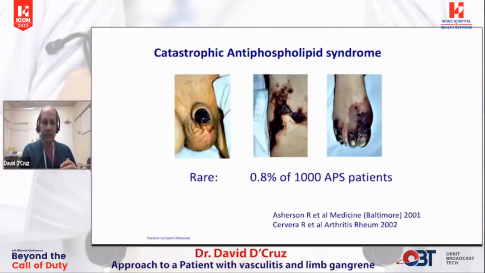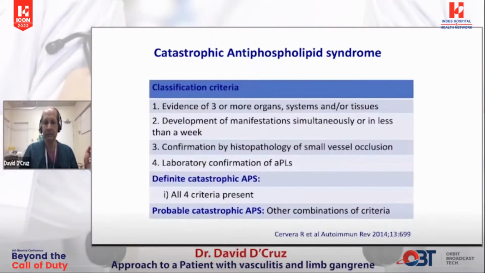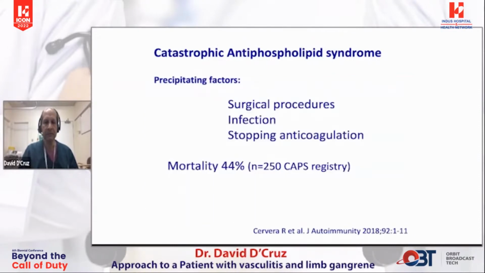Catastrophic antiphospholipid syndrome is fortunately a rare manifestation, in less than 1% of antiphospholipid syndrome patients, but it is devastating when it does occur. And here's one of my patients who had very, very severe thrombosis and gangrene. Catastrophic APS is classified by 3 or more organ systems or tissues being affected simultaneously or within a week by thrombotic events, confirmation by histopathology of small vessel occlusion, and laboratory confirmation of antiphospholipid antibodies.